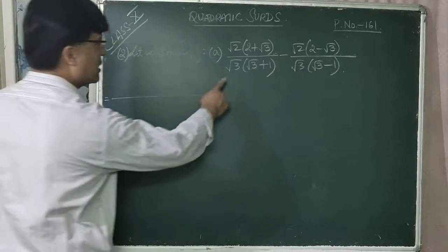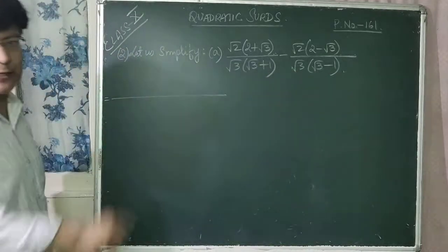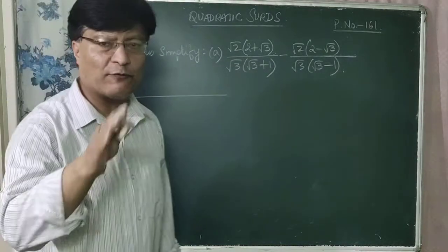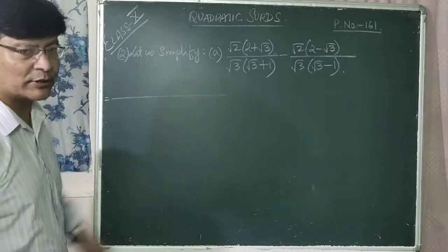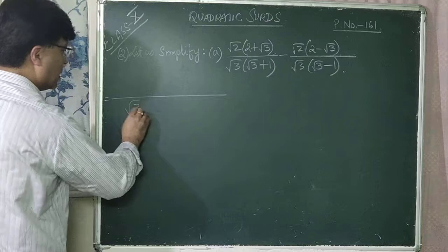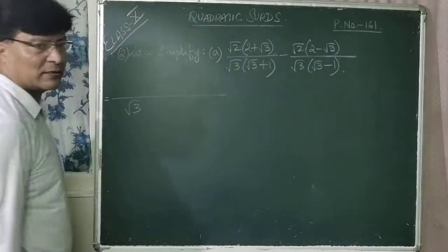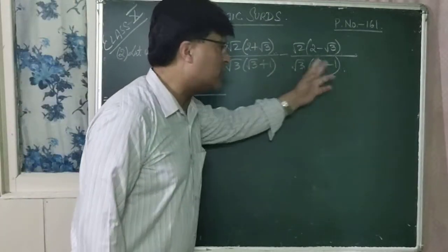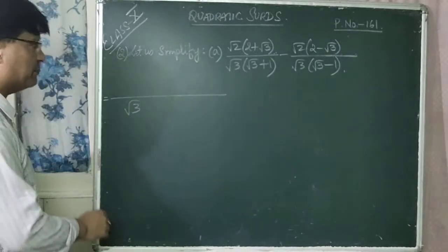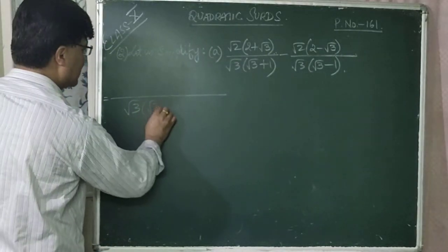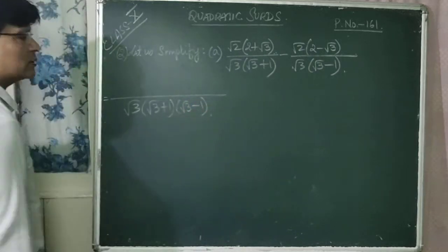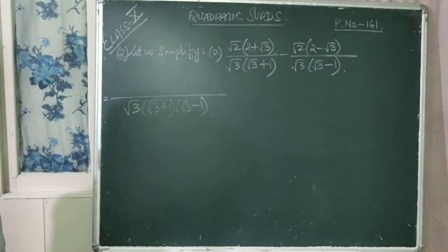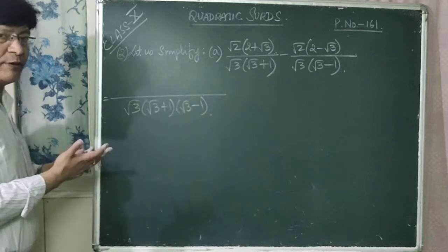Now, what's the LCM of root 3 and root 3? Same expression is there. Like what is the LCM of 4 and 4? 4. Similarly, what is the LCM of root 3 and root 3? That is root 3. And these are the two different factors. So you have to write down both these two factors as LCM. Because these are different factors. Root 3 plus 1 into root 3 minus 1. Is that clear now? Now you know how to simplify it.